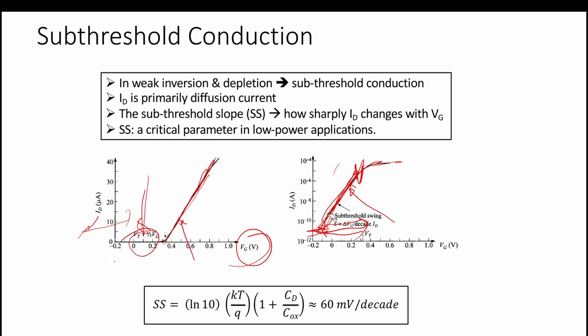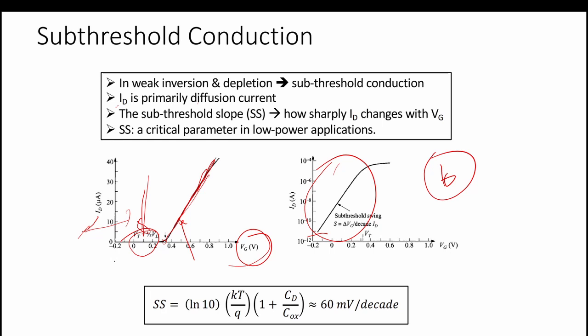In the subthreshold swing, how much gate voltage is required to increase the current by a decade? A decade means 10 times the current, in this subthreshold region. And ID is primarily the diffusion current in this region.